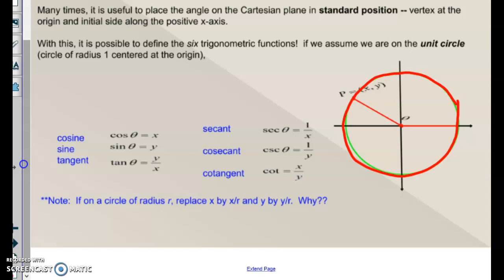So, if the cosine is the x value, the sine is the y value, the tangent is the sine divided by cosine, secant and cosecant are reciprocals of cosine and sine, and you can see the 1 over x and 1 over y, and the cotangent is the reciprocal of tangent. If on the circle of radius r, replace x by x divided by r, I get these values. If it's not on a unit circle and it's not 1 long, then we have to adjust those values.